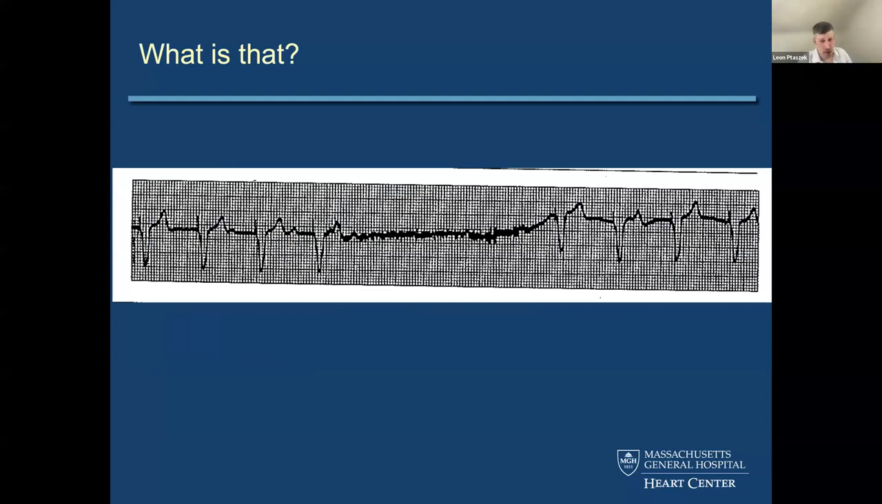So here I will pause to see what members of the group think. So here we have a tracing in which we see ventricular pacing on the left side of the tracing, right? And here we do see evidence of a P wave that's coming through.